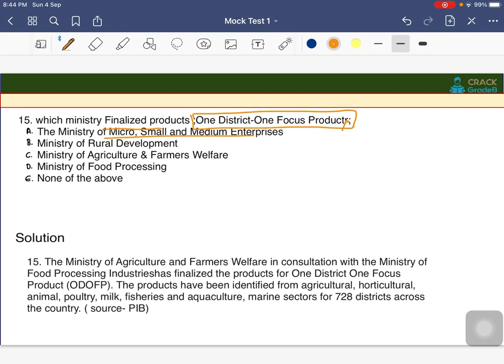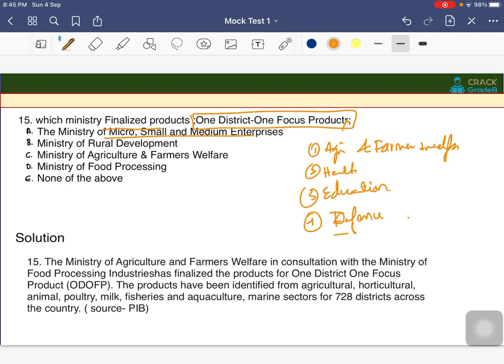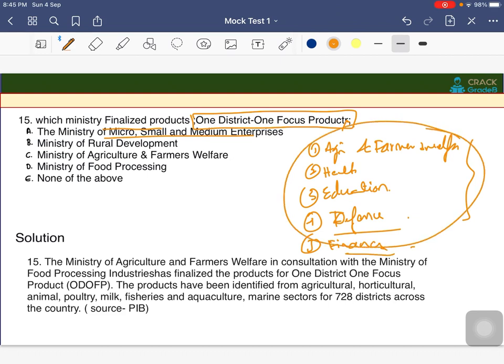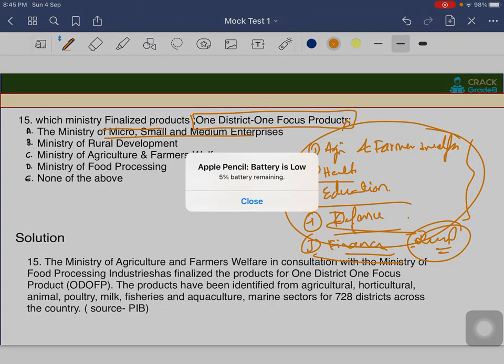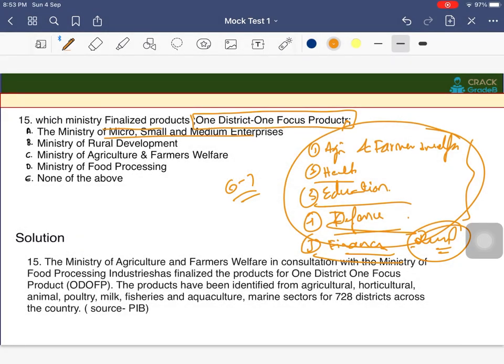Take very important ministries like the Ministry of Agriculture and Farmers Welfare, second the Ministry of Health, third the Ministry of Education, the Ministry of Defense, the Ministry of Finance, and the Ministry of Rural Development also. Just focus on these six to seven ministries, with respect to agriculture and rural development, health, education, defense and finance. Go through the schemes they are releasing this year, or the schemes which are in the news. Take six to seven ministries and the important schemes under them.